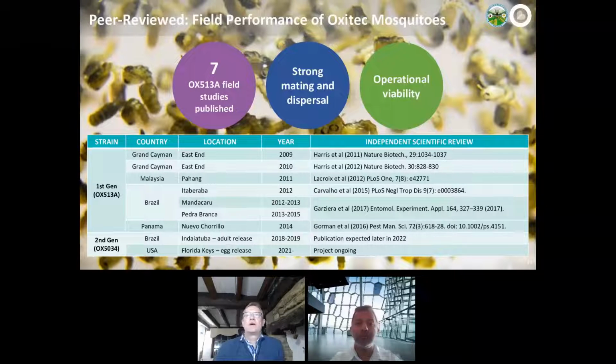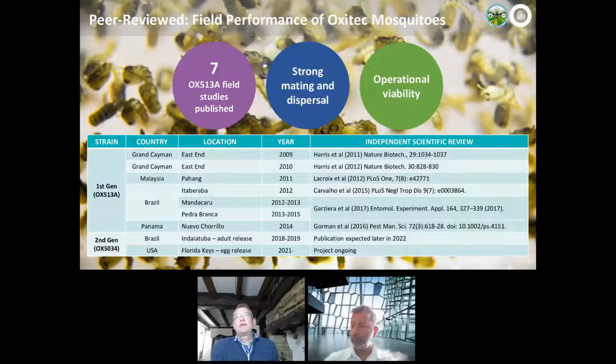Here's a quick list of some of those publications for field work. You can see, as I mentioned, a couple in Grand Cayman, Malaysia there, 3 different field trials published from Brazil, one from Panama, one subsequent one in Brazil in 2018-19, should be coming soon. And then also we've got the Florida Keys project, which we also expect to come out soon with a publication.